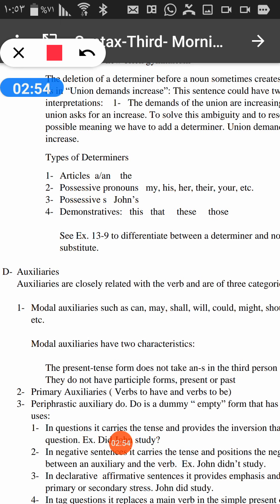Important exercises to differentiate between a determiner and a noun substitute. Go and read exercise 13-9. This exercise shows the difference between a determiner and a noun substitute, اللي هو التفريق بين أداة التحديد وبين بديل الاسم. Please go and read the exercise in order to differentiate between them.